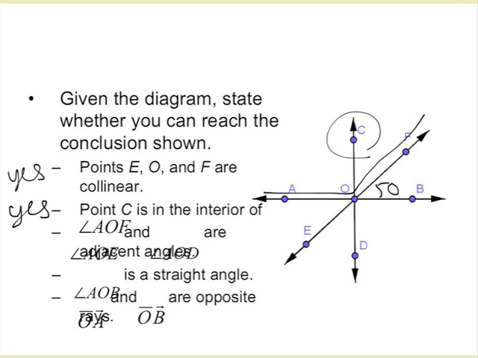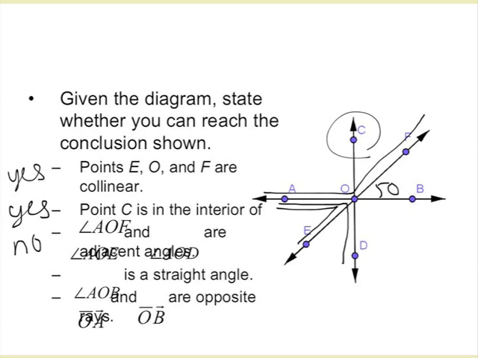The next one on your sheet says AOE and AOD are adjacent angles. No, they meet two of the criteria but not the third. They do share a vertex at O. They share a side or a wall at OA, but they overlap each other. They share some space, so they are not adjacent.